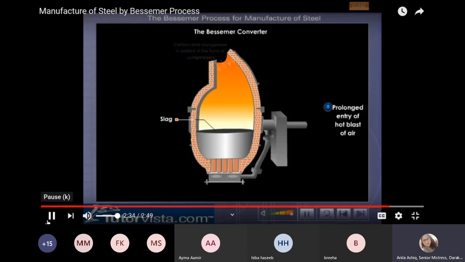A blast of air. The resulting product is manganese steel. It is removed by tilting the converter.